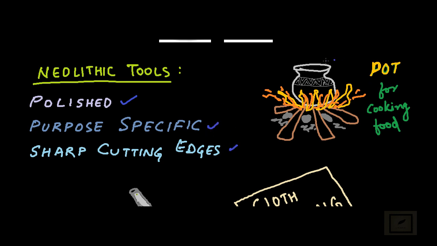In those sites we have also found pots. The pots were used to cook food. Now this also suggests that by this time the early man had started making pots. Now the craft was also there.